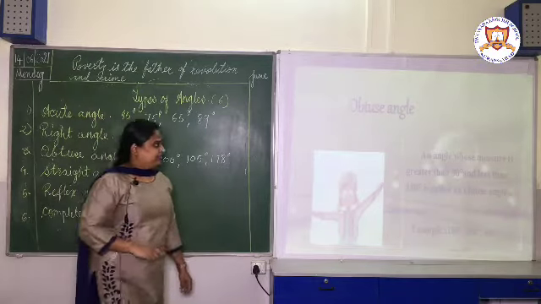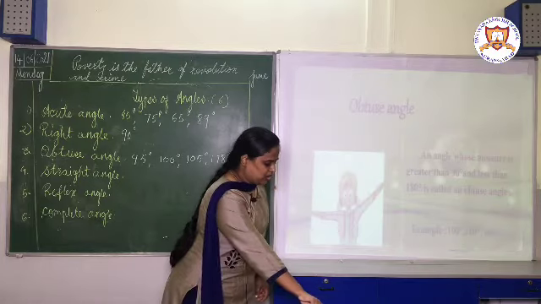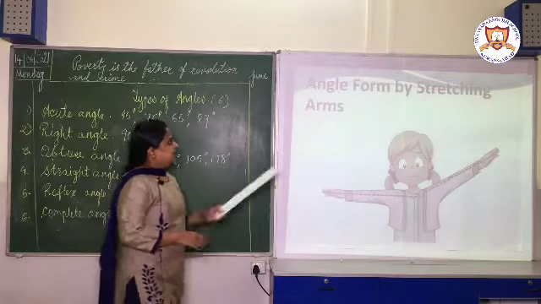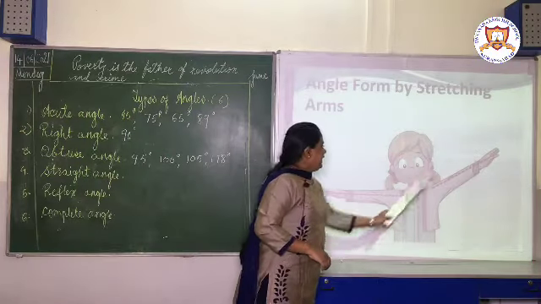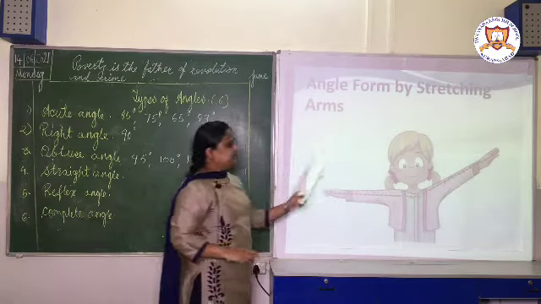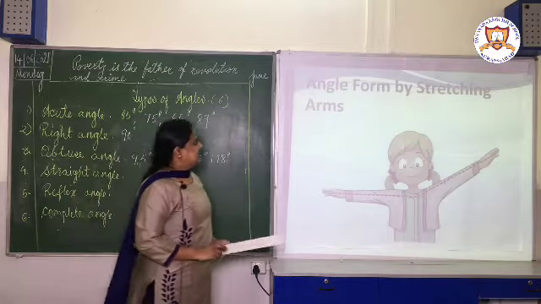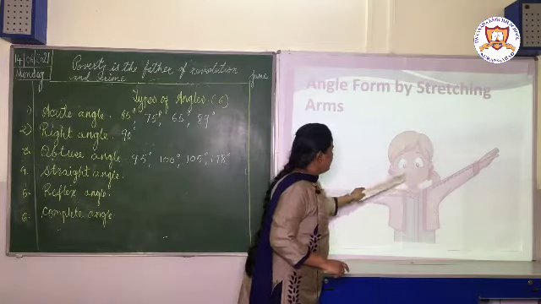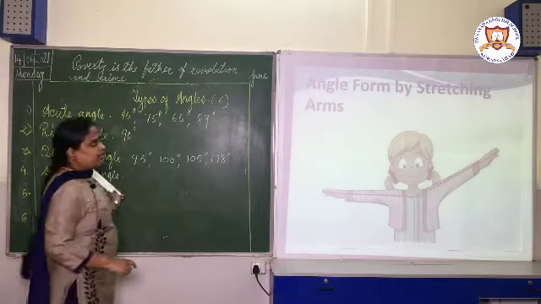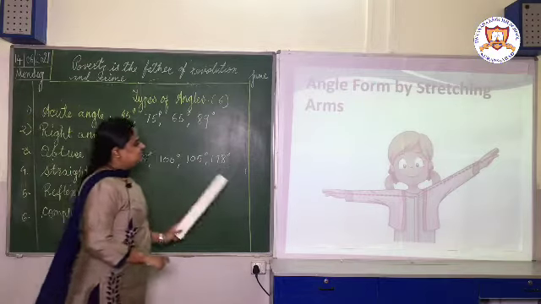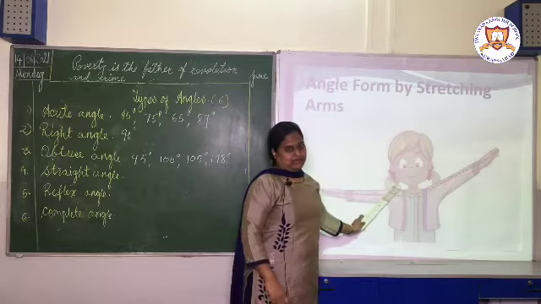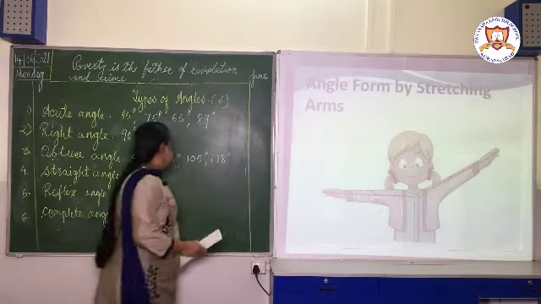Okay, now we'll see a few examples of an obtuse angle. Real life example we'll see here. The angle formed by stretching arms. If we stretch both our arms in this way, then we can see this angle is formed. So this angle is called as obtuse angle. Okay, if we stretch our arms in such a way, we find here an obtuse angle.